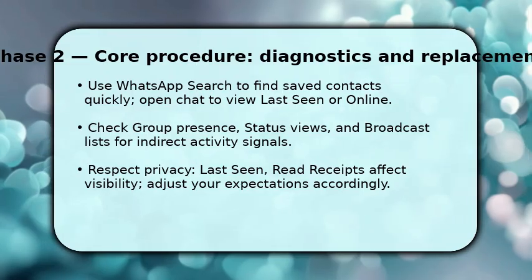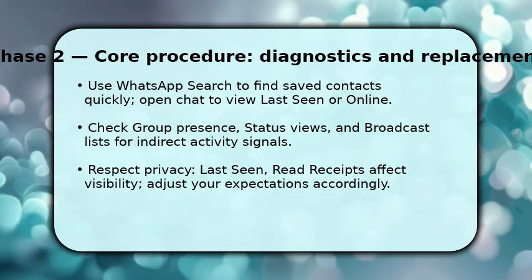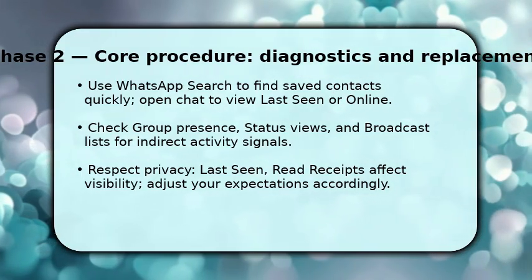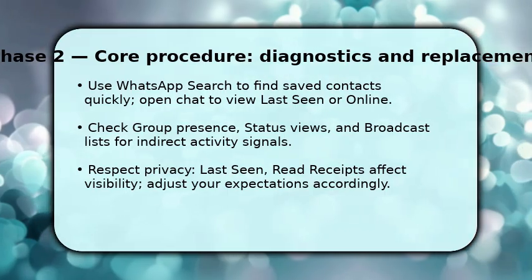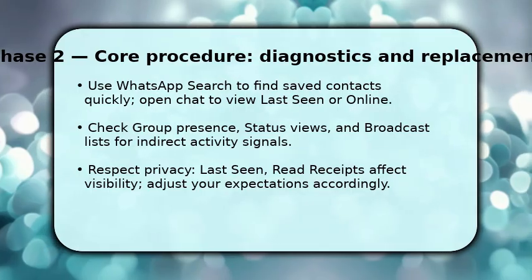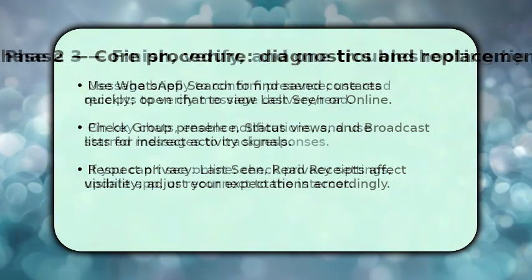Also check groups and status views. If a person recently posted or responded in a group, that's another indicator. Broadcast lists and replies give clues without direct messaging. Keep in mind privacy settings like last seen and read receipts change what you see, so interpret results with that context. Finish by confirming presence.